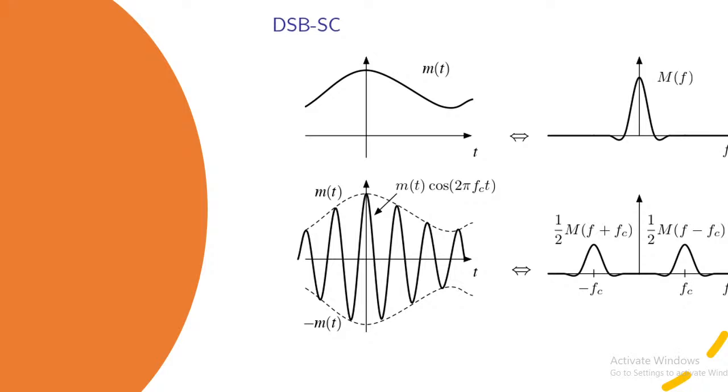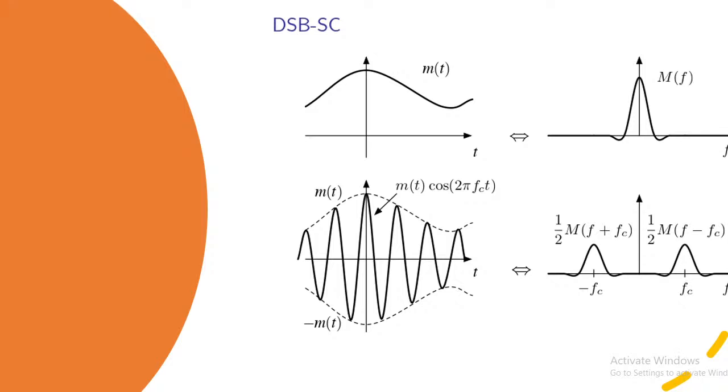So if you draw a dashed line through the peaks of the carrier signal or the modulated signal, then what you can see is the dashed line resembles m(t). Which means that the amplitude in the modulated signal is varying according to the message signal. Now, if I take its Fourier transform, what will happen?